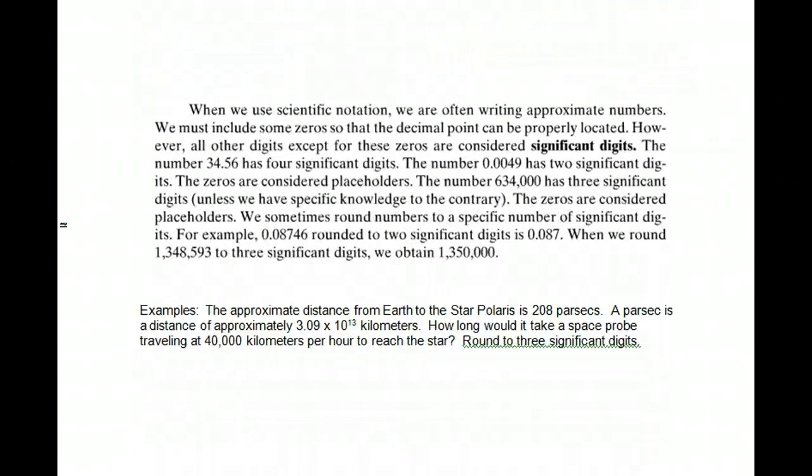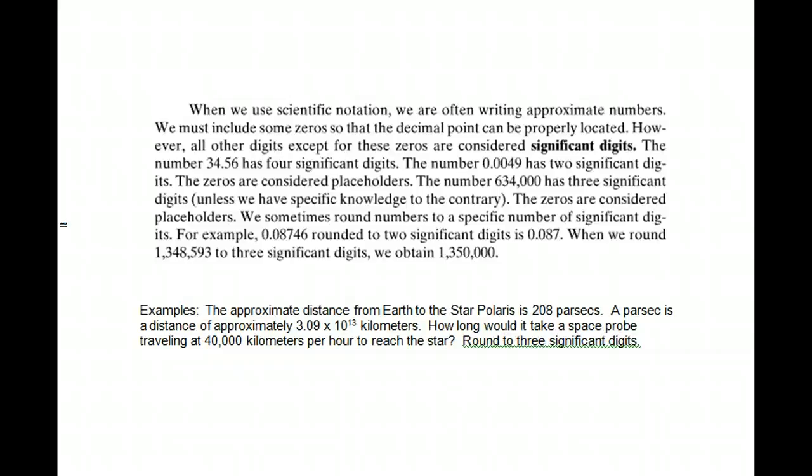Now, one last topic here. Whenever we are using scientific notation, we often have to approximate numbers. And we must include some zeros so that the decimal point can be properly located. However, all other digits except for these zeros are considered what's called significant digits.